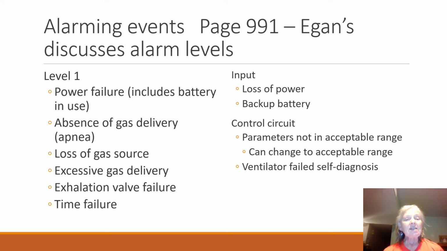Apnea, absence of gas delivery. It could be that you've lost all your gas sources. At that particular point, if your patient's on a high FiO2 and you have no oxygen in the system, you need to figure out how you're going to deliver oxygen to them. Excess gas delivery. Remember, we still try to control the pressures in our system. Sometimes they don't work. Everything is man-made, has a problem with it. You have an exhalation valve failure, a time failure, you lose the battery backup, lose your different control circuits.